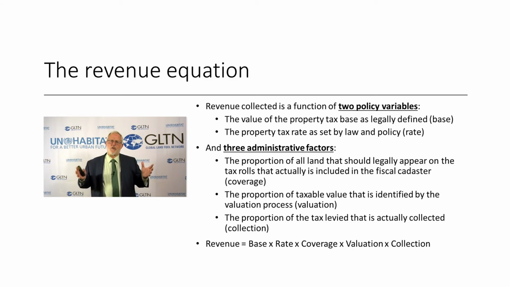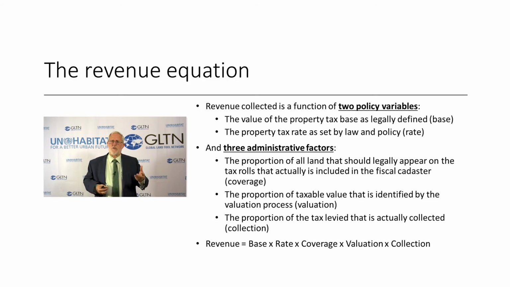To see this, I want to introduce what I call the revenue equation. This is the recognition that the revenue from the annual tax on land and property has two significant factors. There are some policy variables and there are some administrative factors. There are two policy variables that have to do with how the base is defined and how the rate is set. Normally when we think about taxes, we think about, okay, base times rate equals revenue. You know, this is how much you owe, send it in, we're all good. In the case of the annual tax on land and property, however, there are three other administrative factors that turn out to be extremely important.